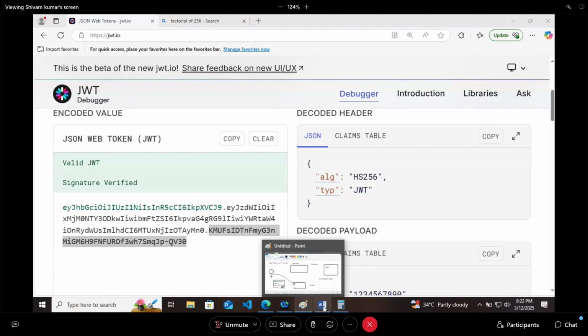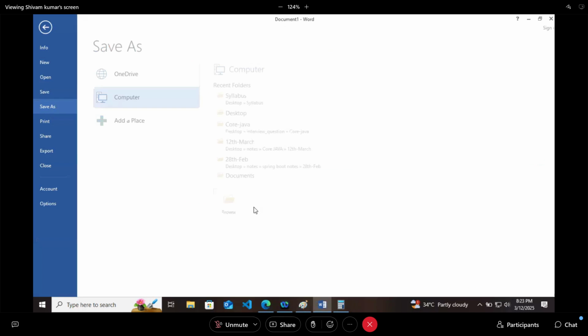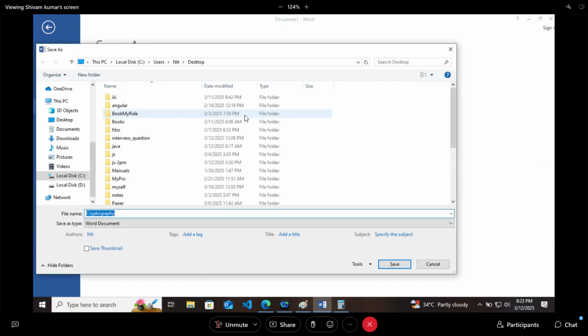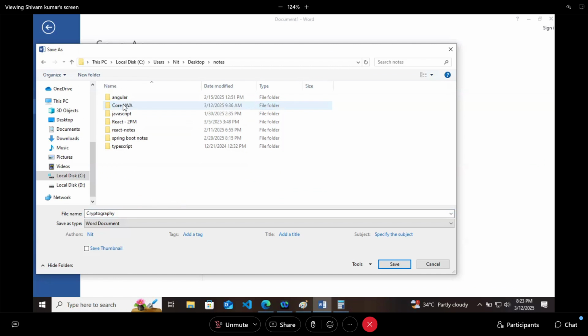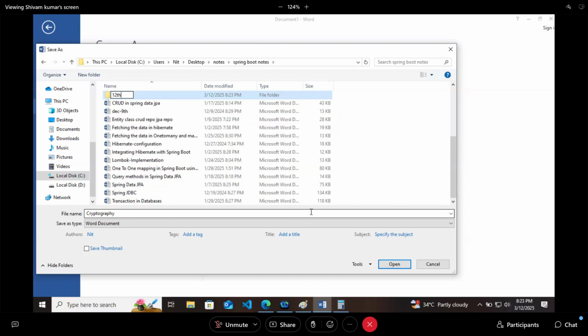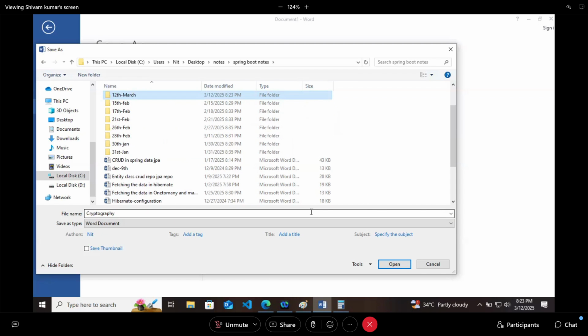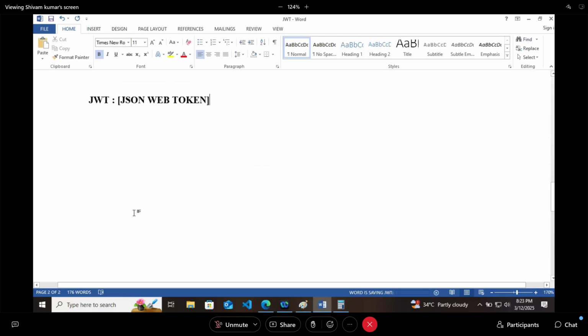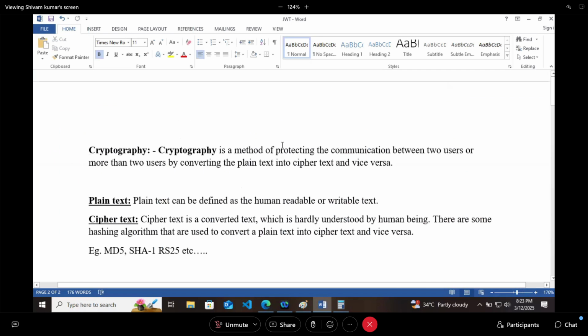Like time is not there now. That's why. Understood this encryption, decryption, plain text, ciphertext, right? Public key, private key, cryptography, right? Rest of the things we'll see tomorrow.